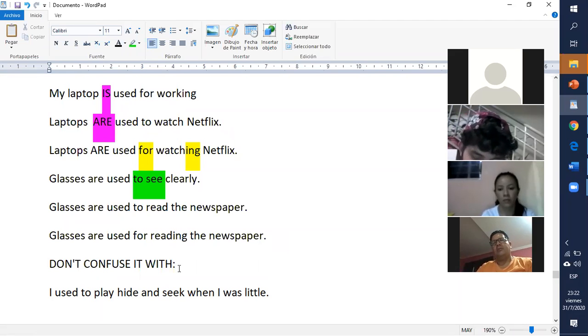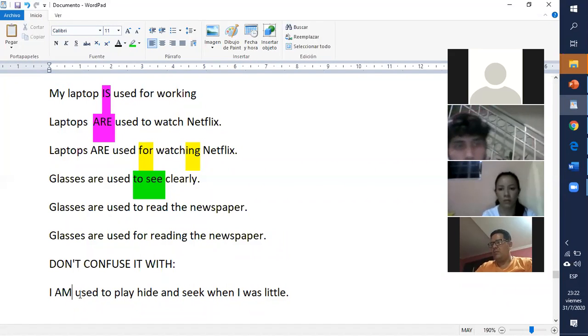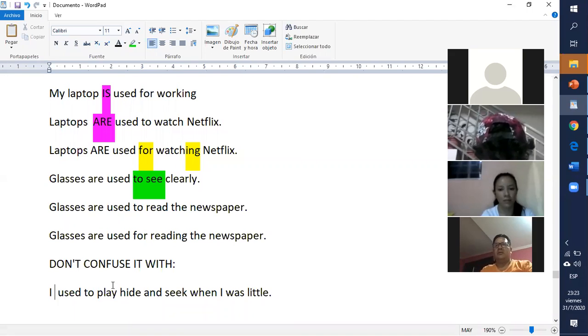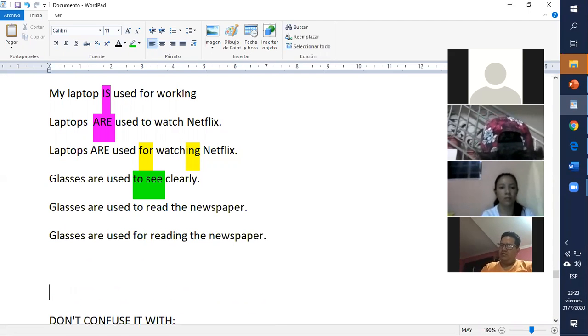That's a warning. If you notice, there's no verb be here. So this is another thing. It doesn't say I am used to. Like, soy usada para jugar, no, right? And it sounds bad. Sorry about that example, guys. It's terrible, but we don't use the verb be here. So it's a different thing. It's another topic, okay? What is your question, Lisa?